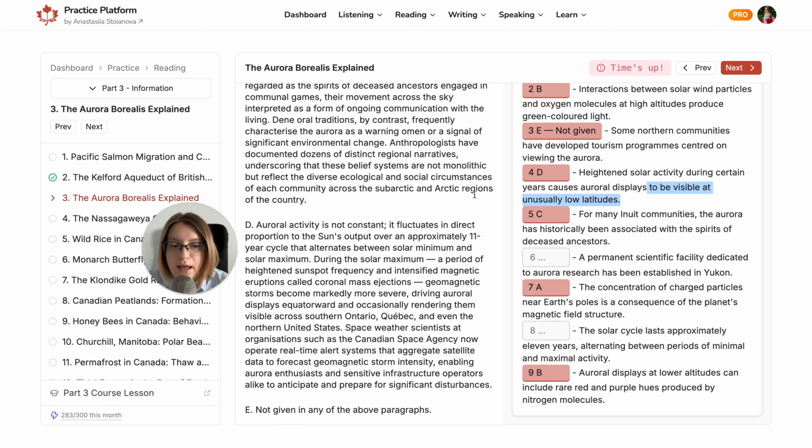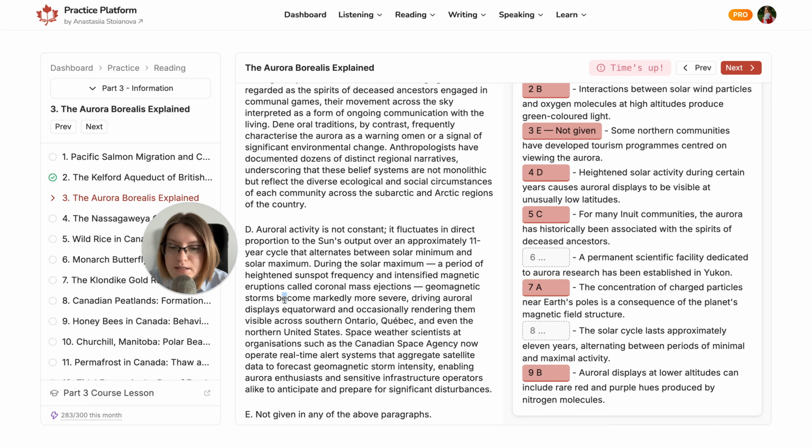Visible at unusually low latitudes, right? That's what it says here. Visible across, they have not changed the same wording, Southern Ontario, Quebec, and even the northern United States. So this sentence here tells us the answer and is a justification for our choice. And now let's check 6 and 8.